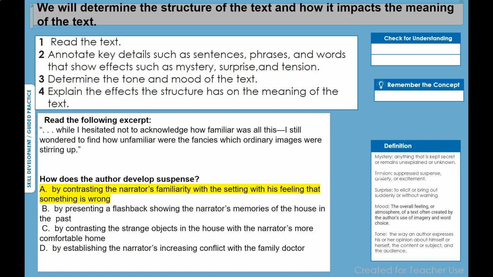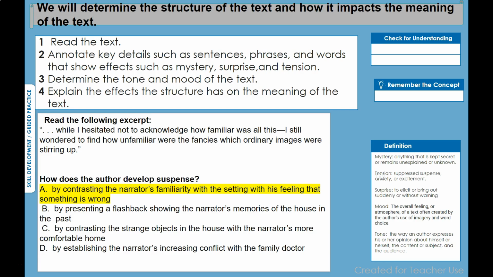With his feelings, and something is wrong. Again, we got to look at the key words. We see words like wonder, unfamiliar. We see stirring up, while I hesitated not to acknowledge how familiar. So again, he is contrasting, okay?